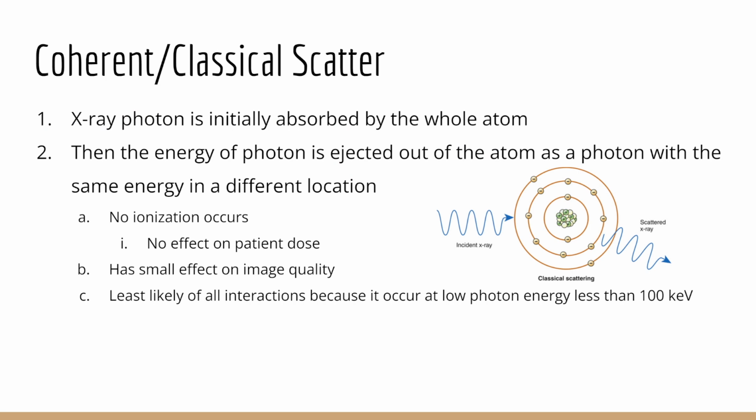Coherent or classical scatter: the X-ray photon is initially absorbed by the whole atom, then the energy of the photon is ejected out of the atom as a photon with the same energy in a different direction. No ionization occurs, and it has no effect on patient dose. Although it has a small effect on image quality, it is the least likely of all interactions because it occurs at low photon energy, less than 100 kilo electron volts.